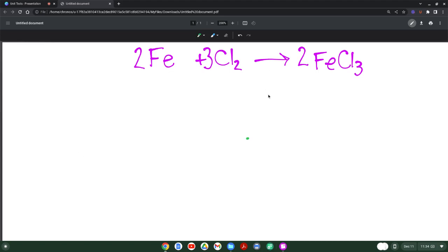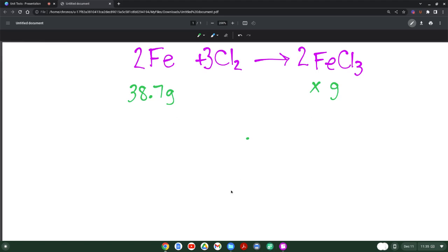The question was how many grams of product, so this is X grams, can be formed from 38.7 grams of iron. And chlorine in excess means you have essentially an unlimited amount of chlorine and it's not going to slow down your reaction at all.